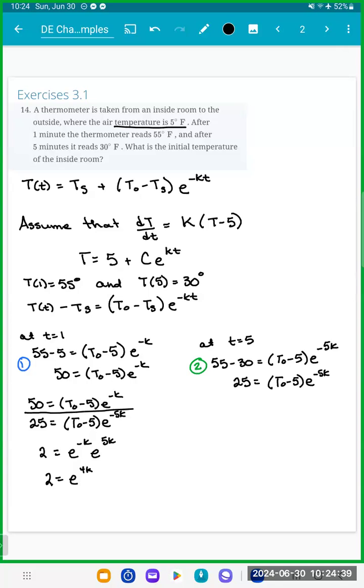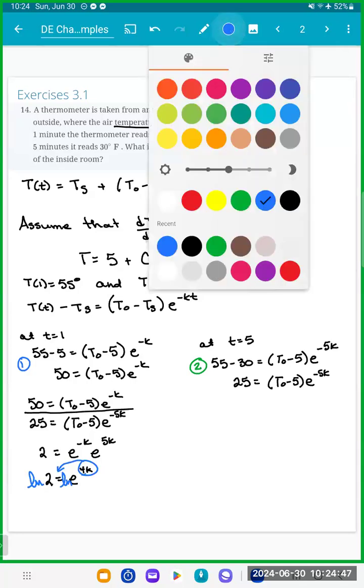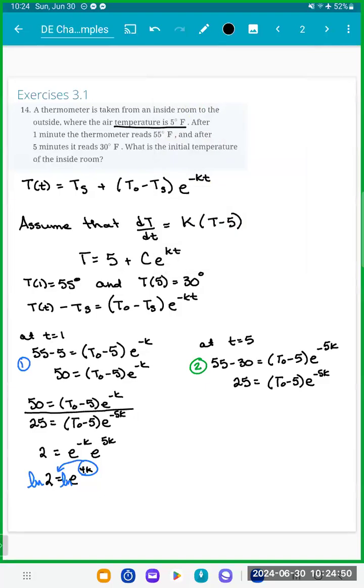Okay. So to get rid of that, we can take the ln of both sides, right? The exponent then comes into the front, and that's going to give us 4k on the left-hand side is equal to the ln of 2. So our k then is approximately 0.173. That's just dividing both sides by 4, so the ln of 2 divided by 4 gives me approximately 0.173. So now we just need to determine what is our initial temperature. Okay, so initial temp.